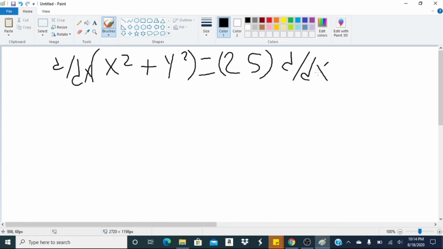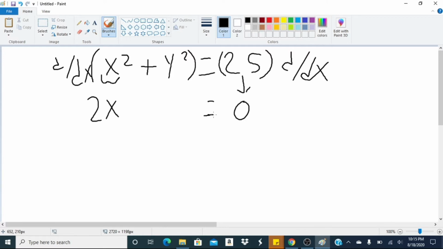dx here. So when we find the derivative of x squared over here, it's simply the power rule that all of you should be familiar with. And this just results in 2x. 25 over here is just a constant, so it's just going to result in 0.